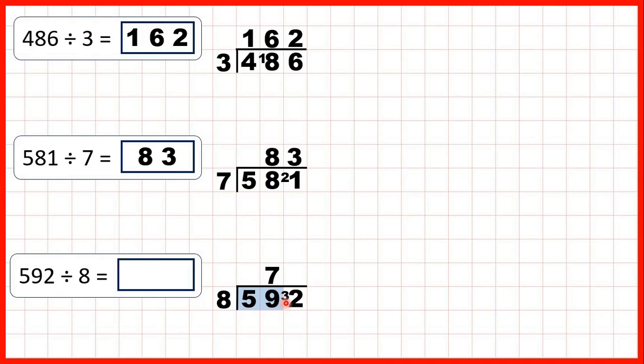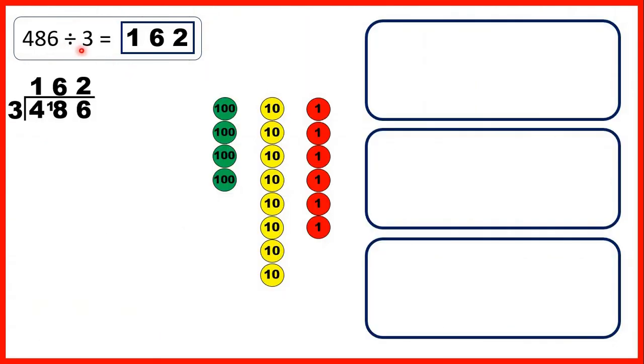But 7 times 8 is 56, and we need 3 more to get to 59, so 3 is our remainder. So let's check. 7 times 8 is 56, plus 3 is 59. So now we just need to divide 32 by 8. 32 is exactly 4 times 8, so we can write 4 in our answer line to give us our answer of 74. Now let's look back to this first question.